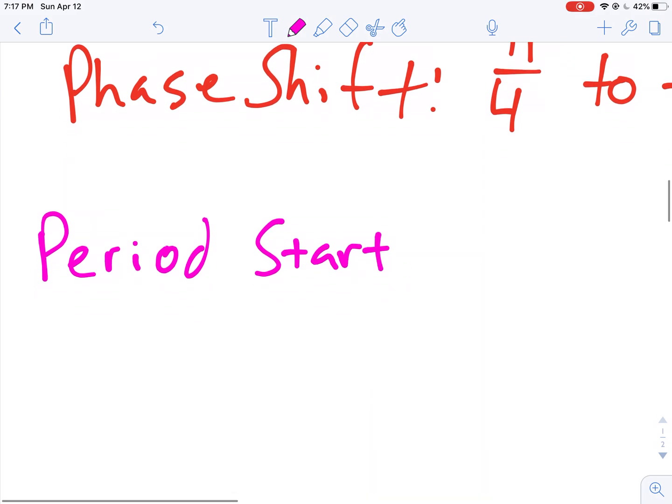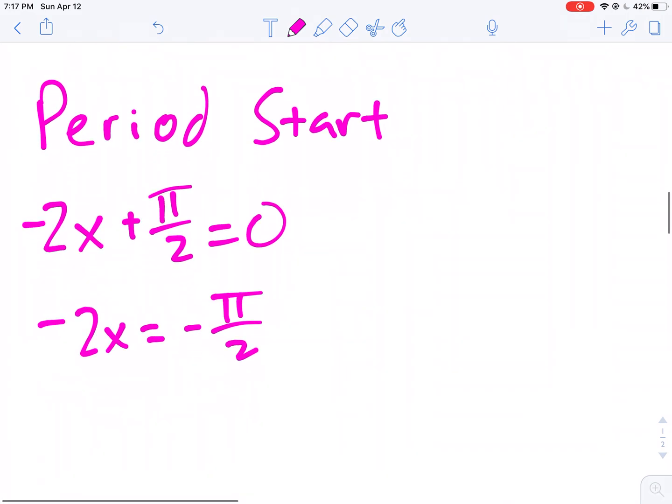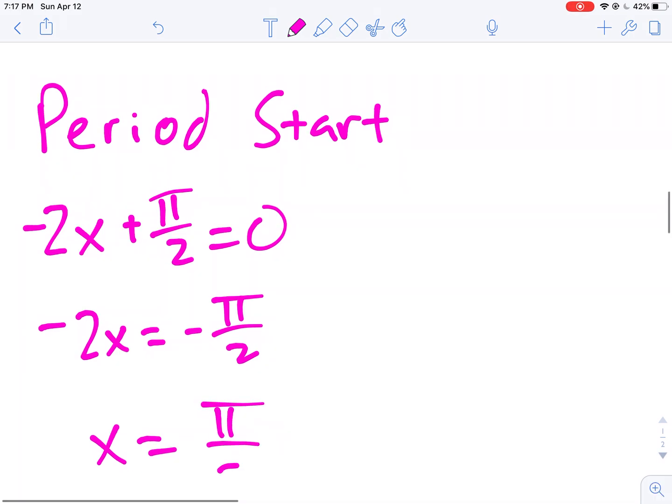So my period should start at -2x plus pi over 2 is equal to 0. I get -2x is equal to negative pi over 2. I divide out that -2 and I get x is equal to positive pi over 4. So that is a phase shift of pi over 4 to the right. See, that works out for me.